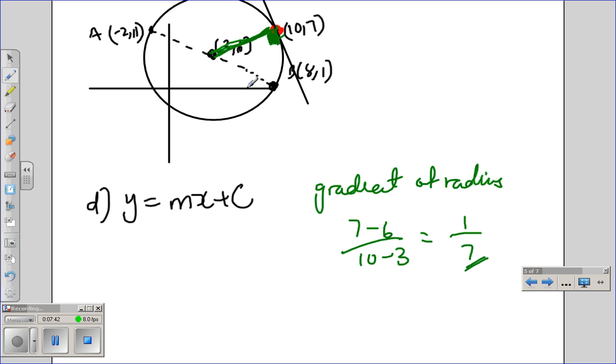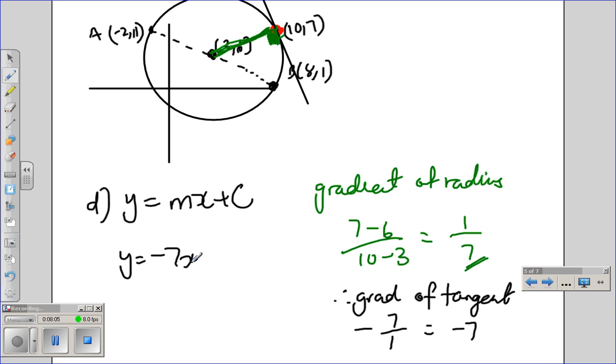Therefore, to find this one, it's perpendicular. So the gradient of the tangent is the negative reciprocal. If it's a fraction, you just flip it and you change the sign, which is just -7. So the gradient of that line there is -7. Y equals -7x plus c.